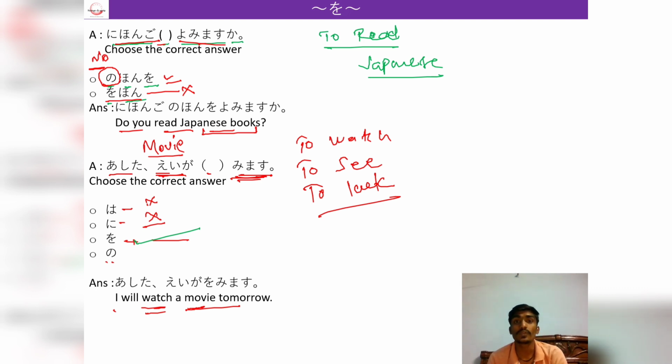So guys, this was the o particle. In our next video we will study the ga particle, which is used for intransitive verbs, so you will be able to find the difference between the o particle and the ga particle.